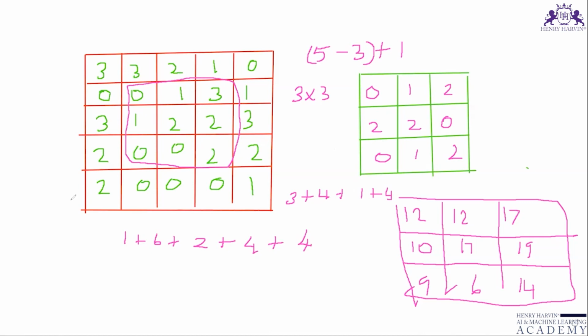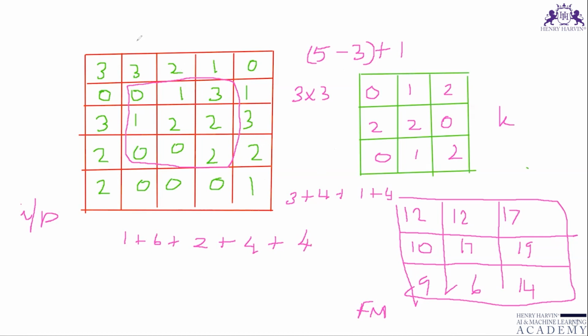So this is clear. This is the input, this is the kernel, and we got the feature map. And we are clear with the formula also. We have done stride 1, which means we have moved one by one. So this is what we have understood about it.